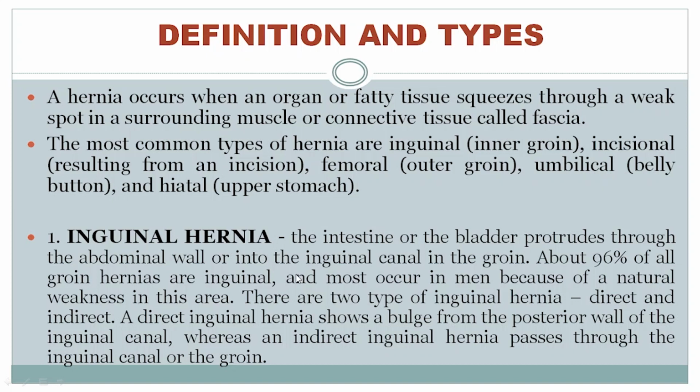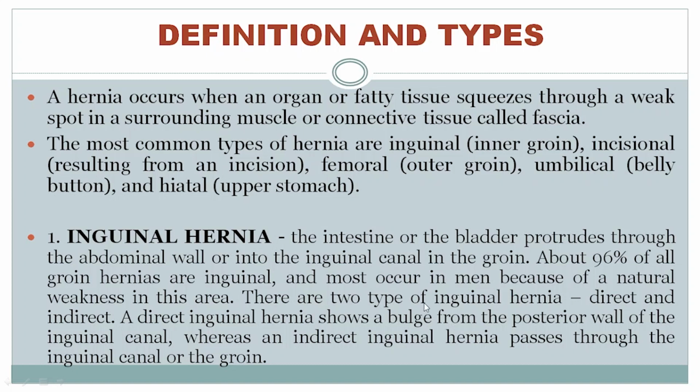First, the inguinal hernia. So what happened in the inguinal hernia? The intestine or the bladder protrudes through the abdominal wall or into the inguinal canal in the groin. So basically the intestine and the bladder will protrude out through the abdominal wall or into the inguinal canal. That's why it is known as inguinal hernia. About 96% of all groin hernias are inguinal, and these are most common in men because of the natural weakness in this area in men.